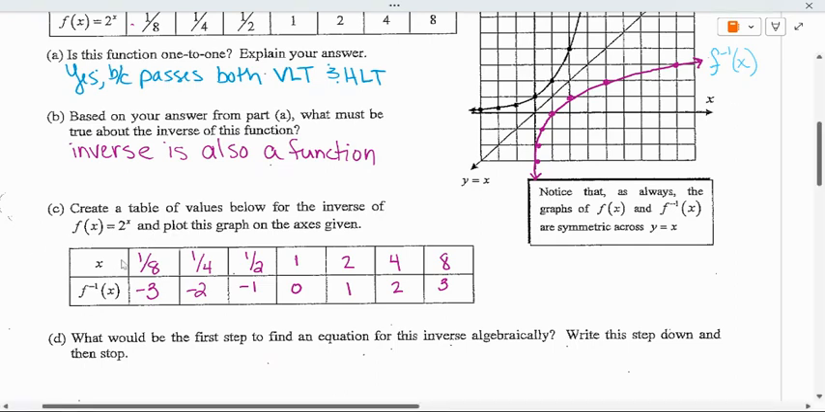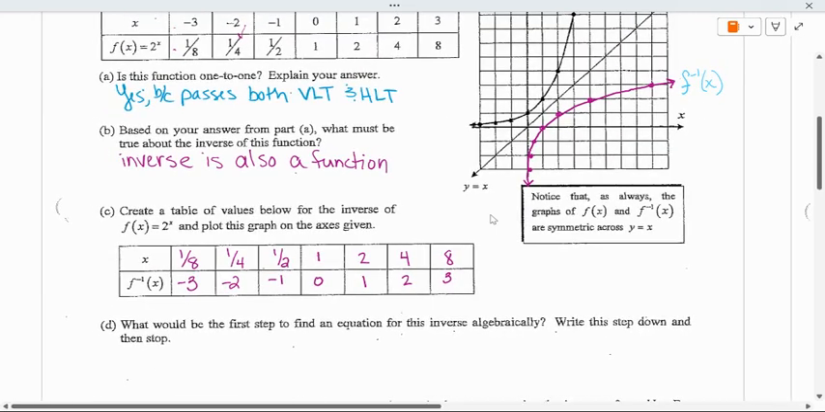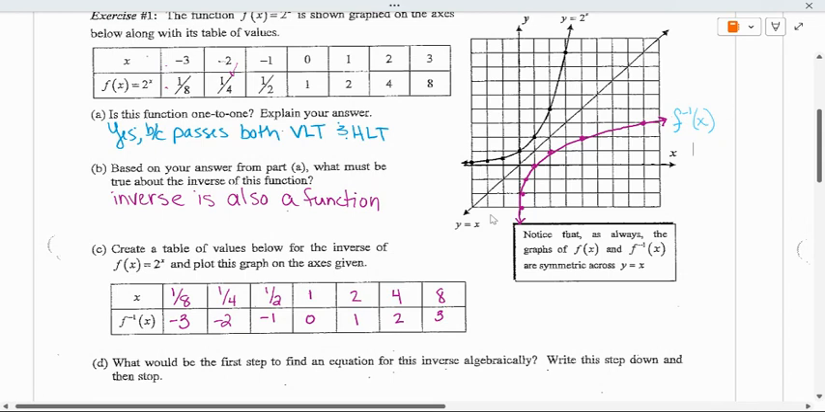It says notice, as always, the graphs of f of x and f inverse of x are symmetric. And we talked about this when we did inverses. They're symmetric across the line y equals x.